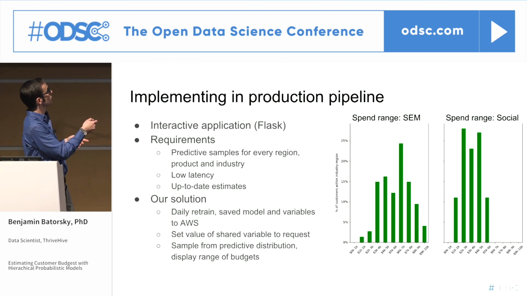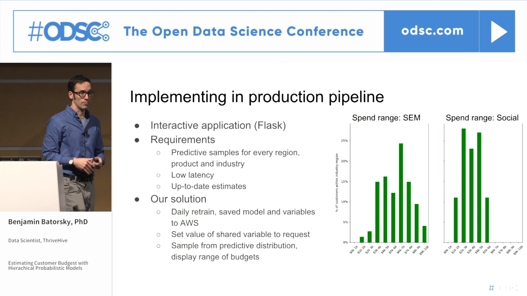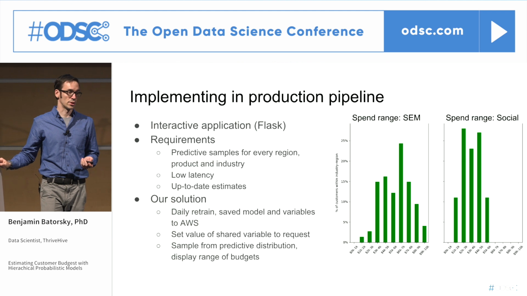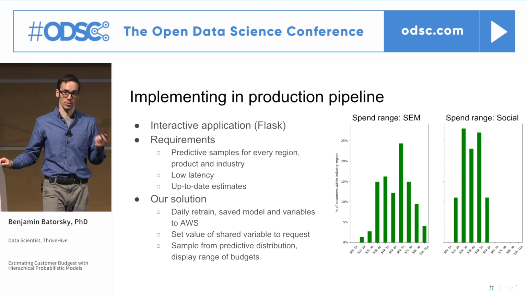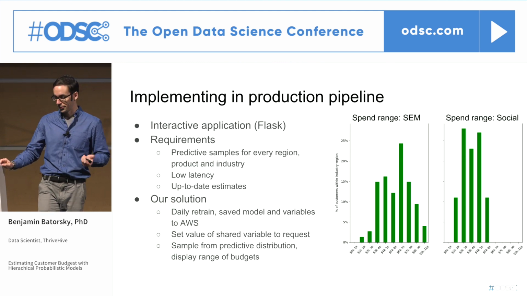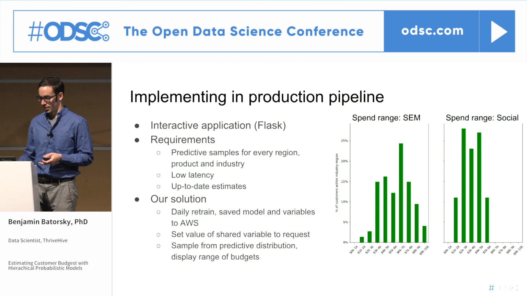Right here I just have SEM and social advertising, and you can see from what I was saying before that SEM tends to be on the higher end, tends to have these wide distributions. Social tends to be concentrated around this lower end. And right now this is something that we have in production, right? This is something that we can serve up to salespeople whenever they have a question. They don't have the experience or necessary information to actually answer their customer's question about what is their anticipated spend level for a certain product. So that's pretty exciting and pretty cool for our sales team.